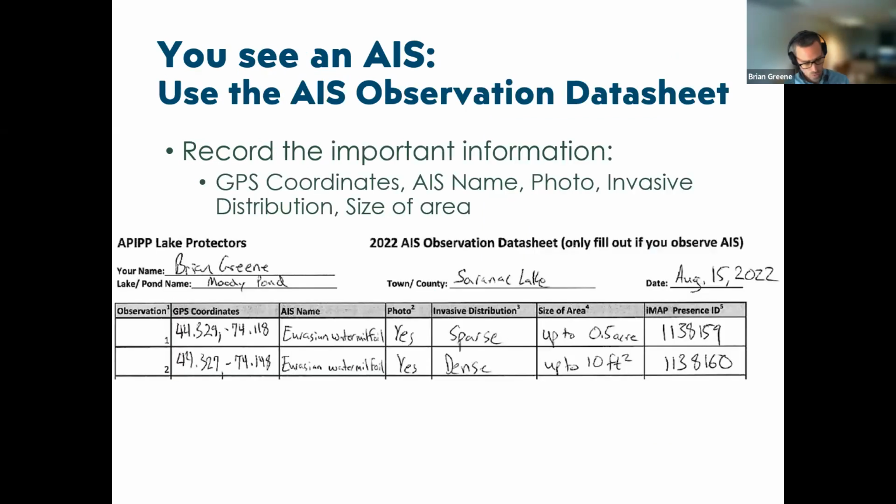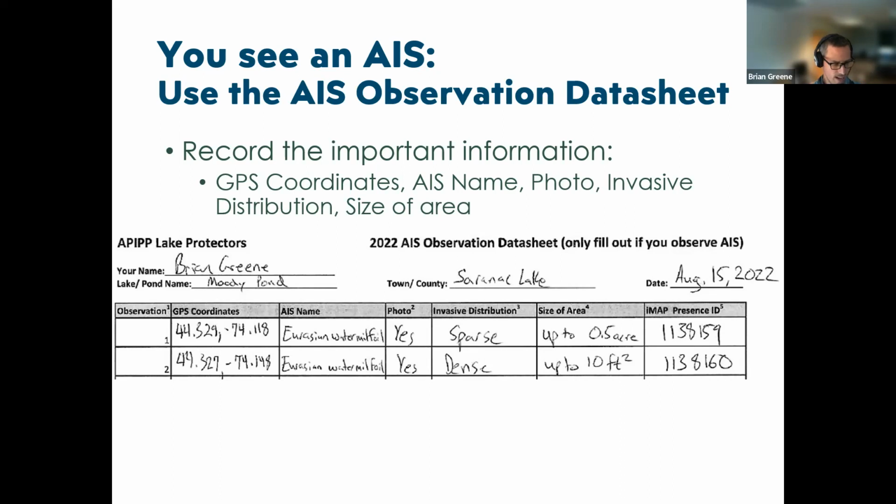Okay, so you saw something out there. You saw an AIS, you now need to use the AIS observation data sheet. You only do this if you observe an aquatic invasive species. If you go out and paddle around the lake and you don't see any invasive species or any suspicious species, then you don't have to fill this out. You would just fill out the other forms that we're going to go through.